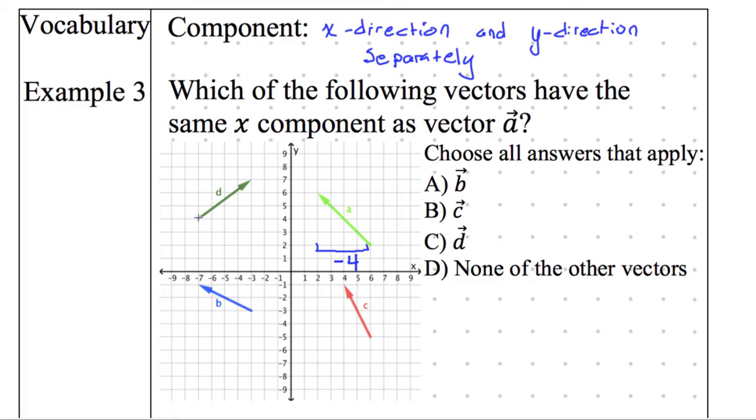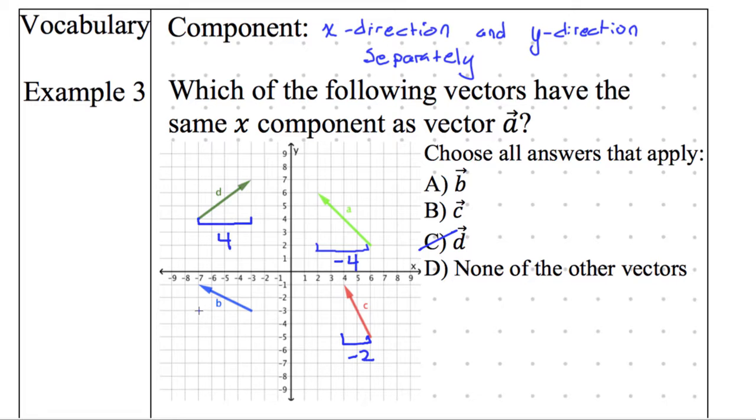What about D? What is the x component of D? 4. 4 and not negative 4, so D does not have the same x component. So it's not D. What about C? What is the x component of C? It is negative 2, yeah.